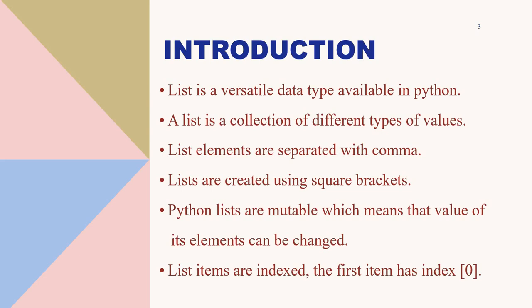Python lists are mutable, which means elements of a list can be edited and updated. We can update a list element or we can delete an element from the list. Lists are mutable in Python. List items are indexed. The first item has index 0, like an array.